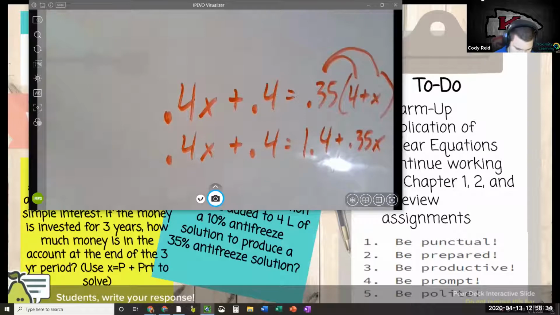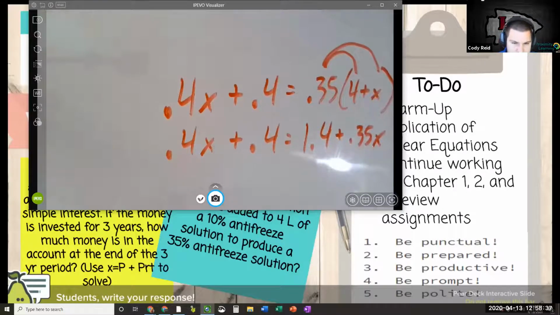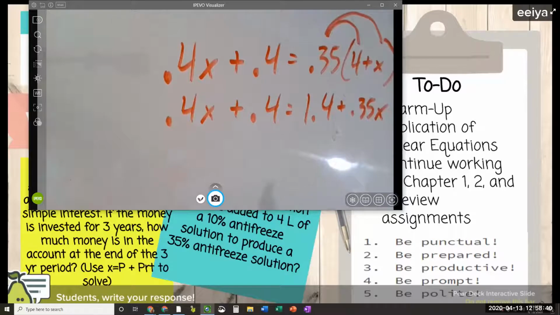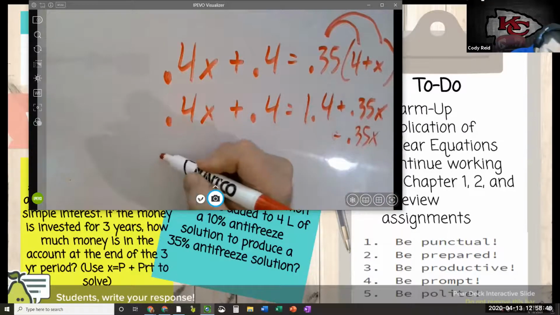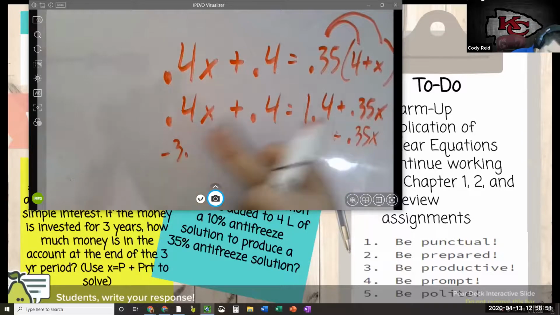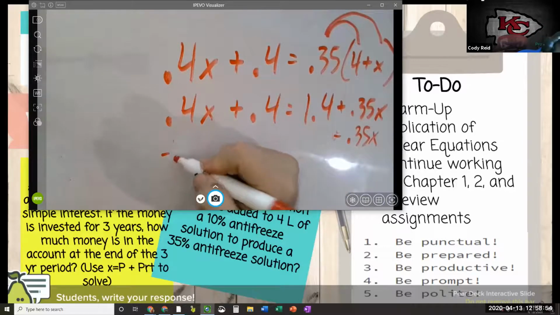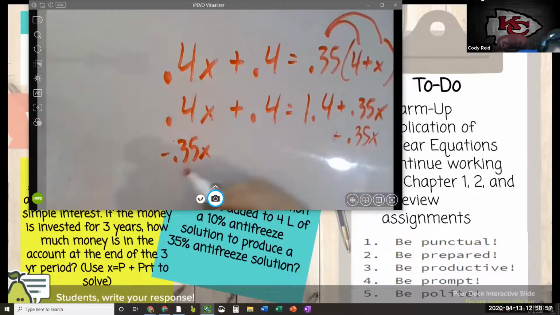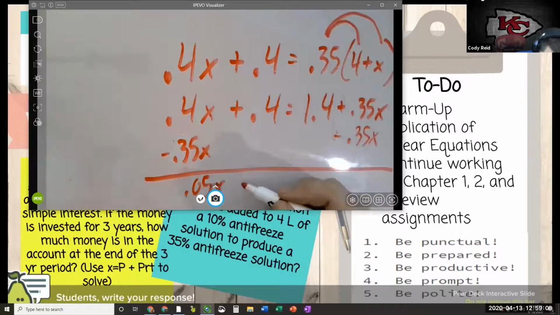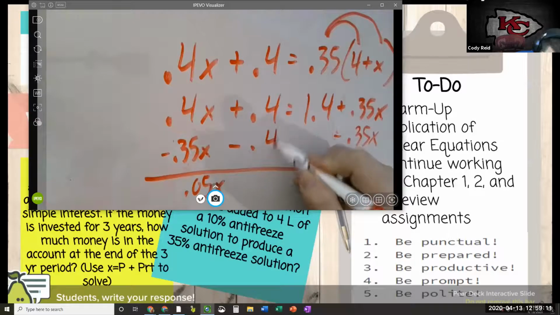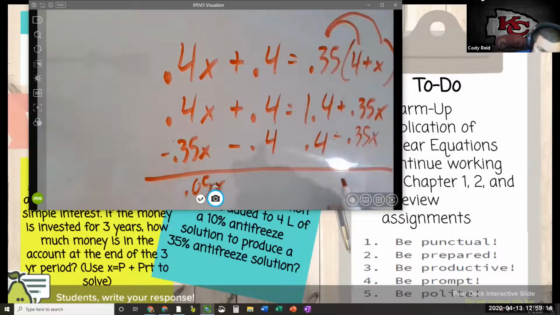Okay. So what's the next thing we've got to do? You have to subtract 0.35x from 0.4x, right? Yep. That will give us 0.05x, and we'll kick the 0.4 over to the right side. So I'll go ahead and do everything else at the same time because I'm running out of space on my board.